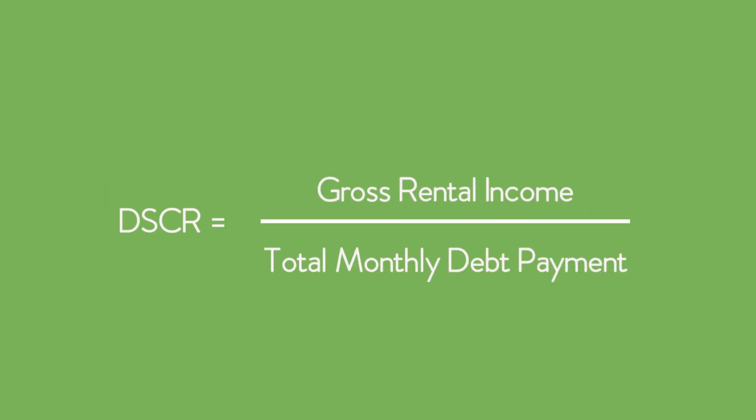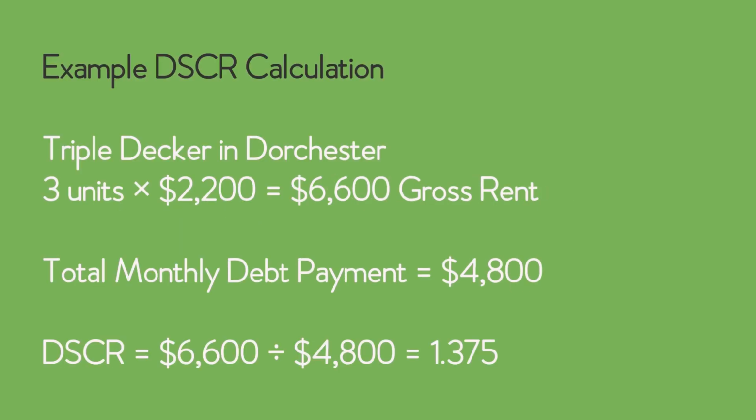Here's the formula. DSCR is your property's monthly income, usually gross rent, divided by the total monthly loan payment, including principal, interest, taxes, and insurance. For example, let's say you find a triple decker in the Dorchester area with 3 units, each unit renting for $2,200. That's $6,600 in gross rents each month. If your all-in mortgage payment is $4,800, you divide that $6,600 by $4,800 and you get a DSCR of 1.375.